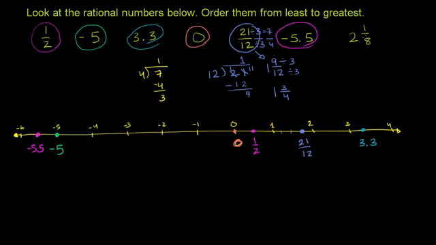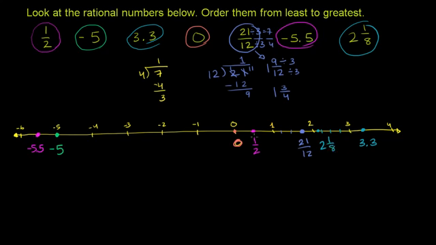And then finally we have 2 1/8. I'll do it in blue. So it's 2 and then 1/8. If we want to find the exact place, we could divide this into eighths. This would be 2/8, this would be 4/8, and that would be 6/8. And then 1/8 would sit right over here. So that right over there is 2 1/8.